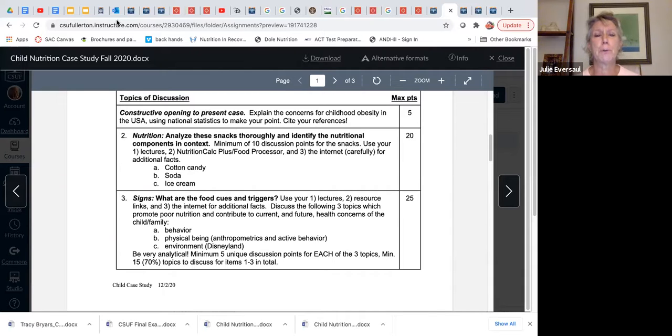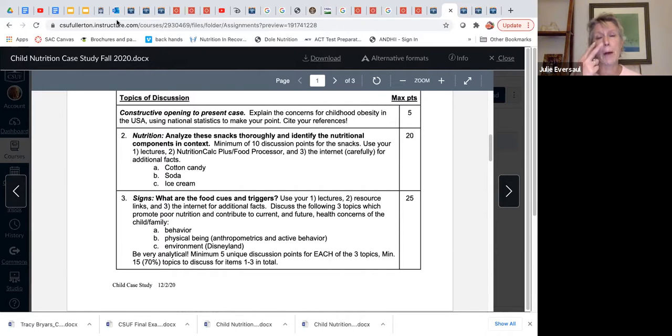So another question people periodically ask is, what do these statements mean, like a minimum of 5 discussion points or a minimum of 10 discussion points? All right, what that means is if you have 15 different points of discussion, let's say for number 3, about behavior, physical being, and environment, if you talk about at least 15 different examples, that's 70%. That guarantees a C. If you increase it, or you're really comprehensive in that discussion, then your points just keep going up.